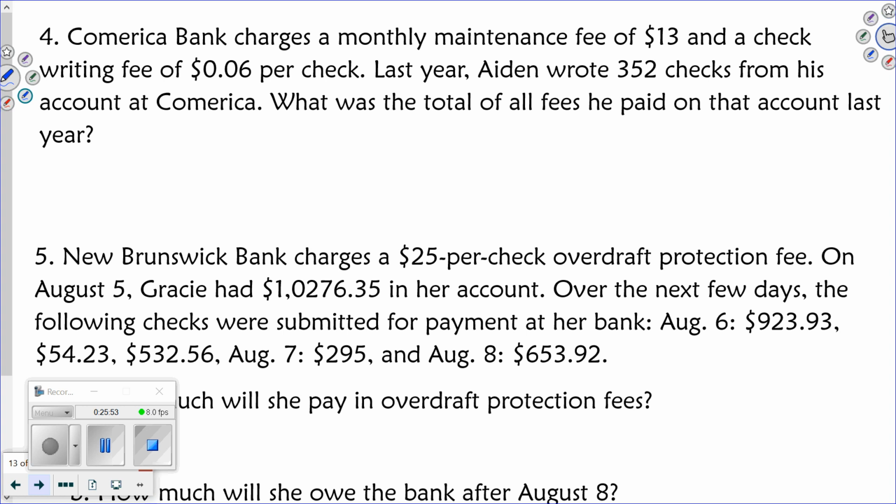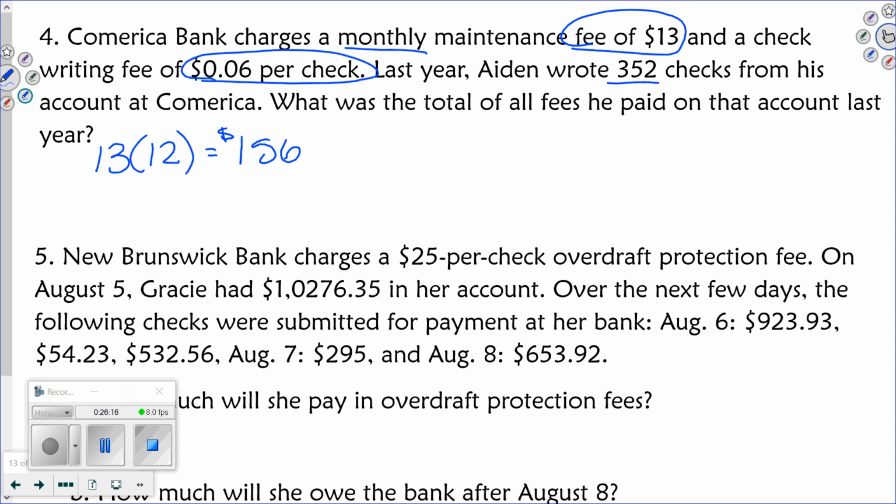All right, because it says it's a monthly fee of $13. So for the whole year, we'd have to do 13 times 12. Wait, so this would be $156. Right, that's just in monthly fees. And then it is 6 cents per check, and he wrote 352 checks. So 352 times 6 cents.